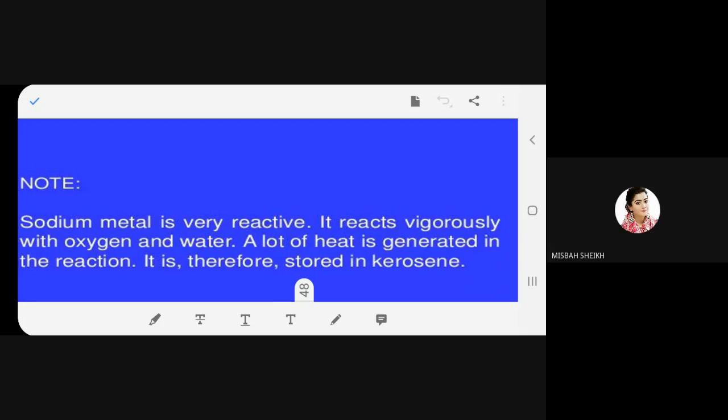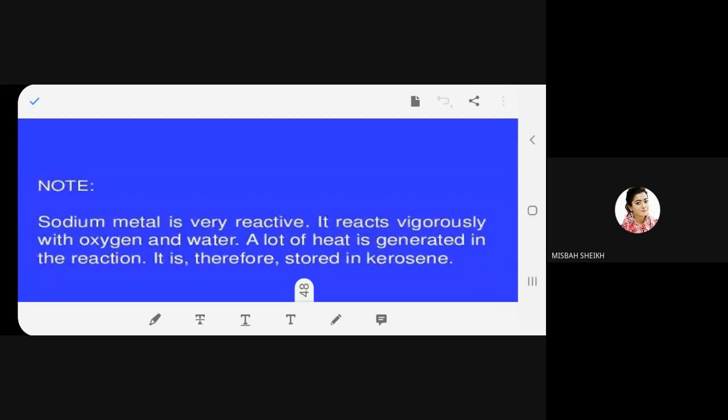So if I ask you why sodium metal is stored in kerosene, what will you say? Because if it is kept empty, then it comes in contact with the water vapor present in the air and the oxygen, and it can be explosive. It will be like a small bomb. You understand? So as not to let that happen, we keep it in the kerosene.